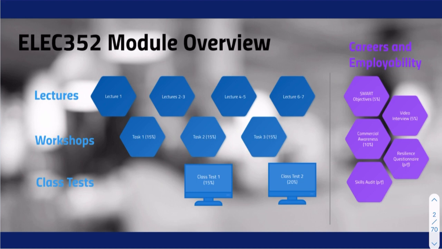Lecture 1 was where we spoke about project planning. In lecture 2, we spoke about work breakdown structures and critical path. And now we're going to be talking about risk and cost.